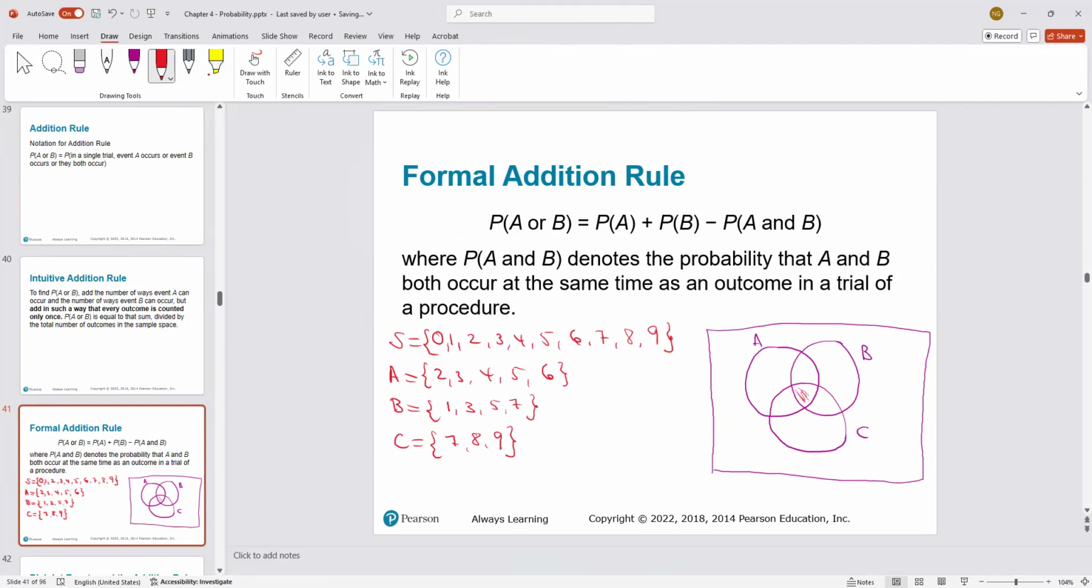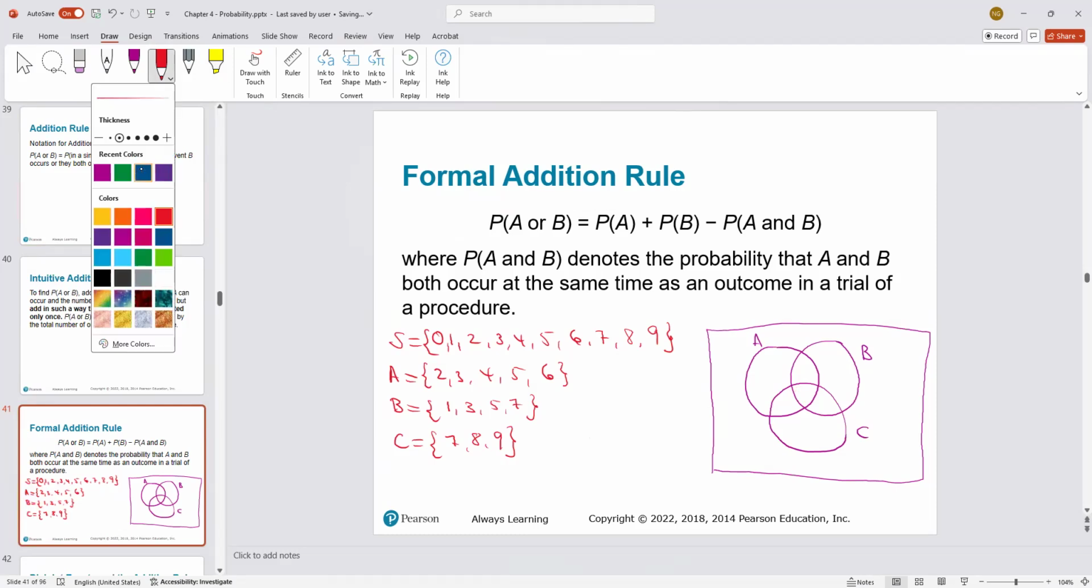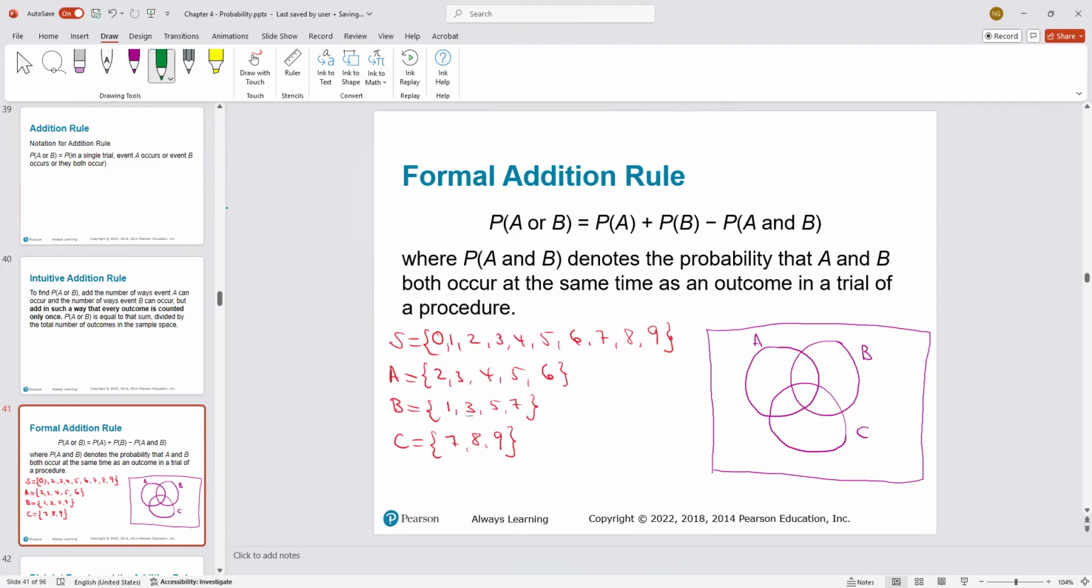Elements you find in all three would probably be here, but because we don't have any, since C has 7, B has 7, but A doesn't have 7, we can erase it. So in this case, I can do two together. Let's do A and B. What do A and B have in common? A and B have 3 and 5, right? So A and B have 3, 5.